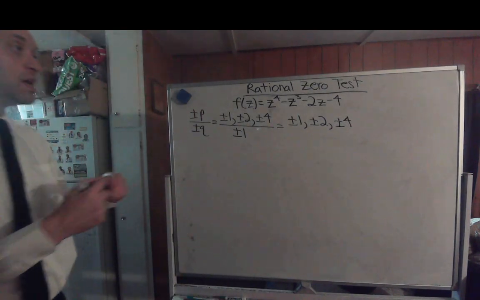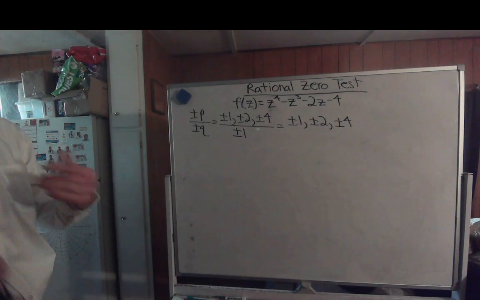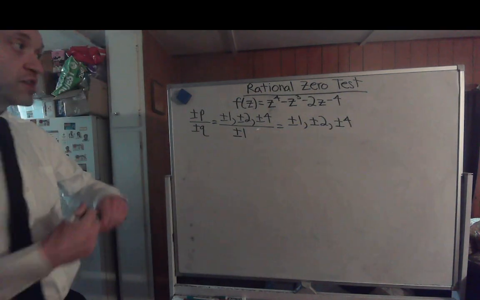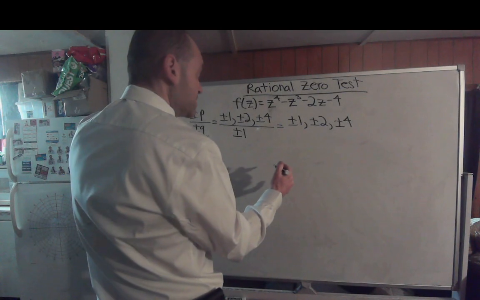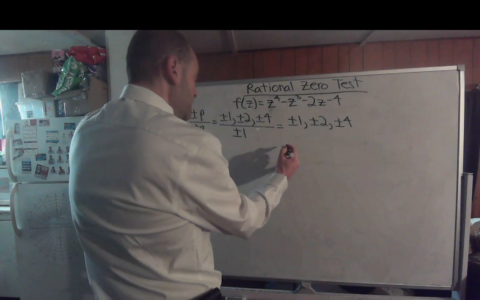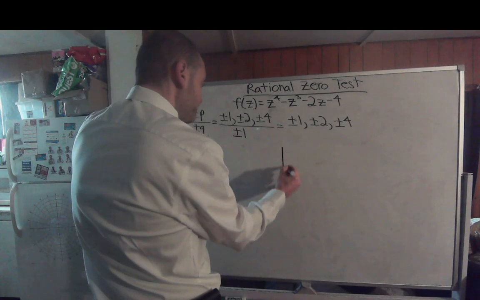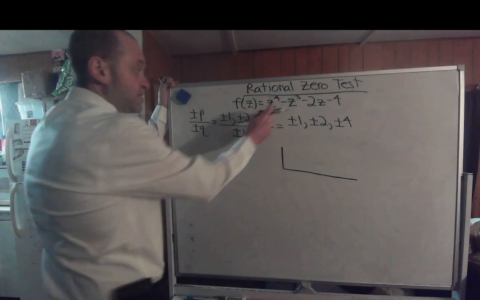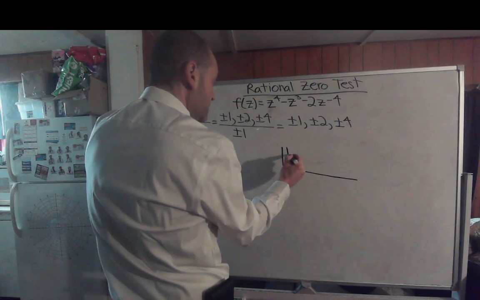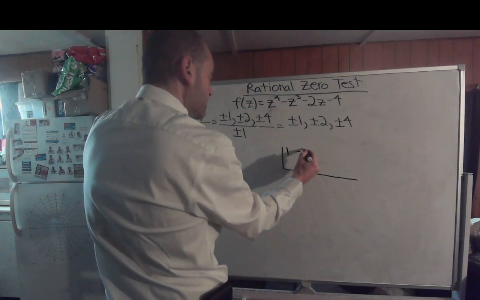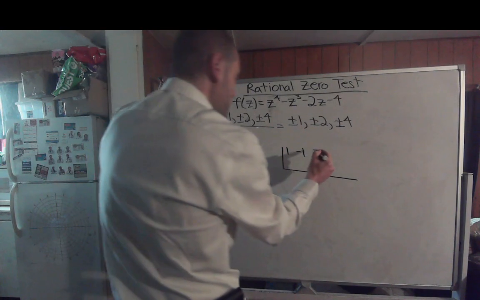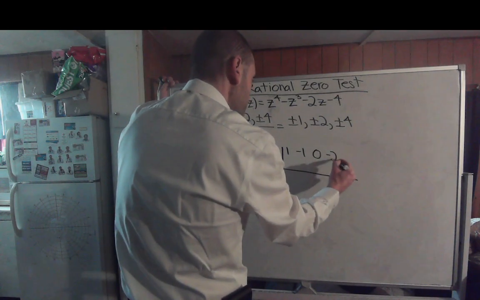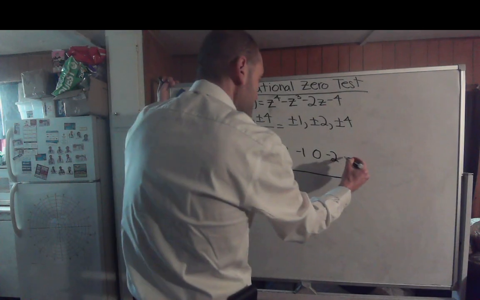Okay. So then once again, we have to use synthetic division to figure out which one of these rational zeros are actually going to work. So let's go ahead and do our synthetic division. The z to the 4th term has a coefficient of 1. Z to the 3rd is negative 1. We don't have a z squared, so we have to put 0 for that coefficient. Z to the 1st is negative 2. And then the constant term is negative 4.